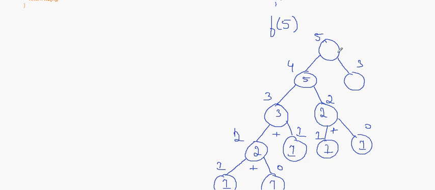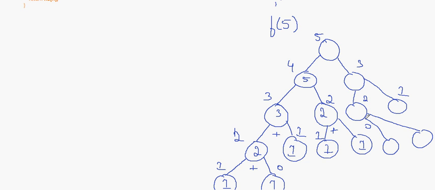Then for Fibonacci of 5 we need Fibonacci of 3 again. So it's Fibonacci of 2 and Fibonacci of 1. I need more space. Fibonacci of 2 is Fibonacci of 1 plus Fibonacci of 0. So Fibonacci of 1 is 1 and Fibonacci of 0 is 1. So 1 plus 1 is 2, and Fibonacci of 1 here is 1. So 2 plus 1 is 3. So Fibonacci of 5 is Fibonacci of 4 plus Fibonacci of 3. That's 5 plus 3 is 8.